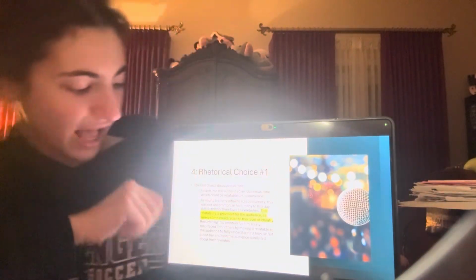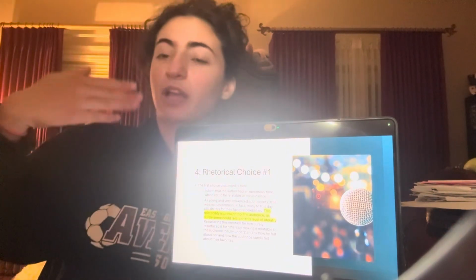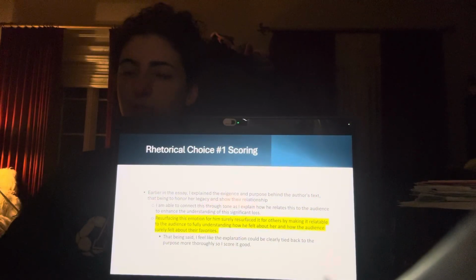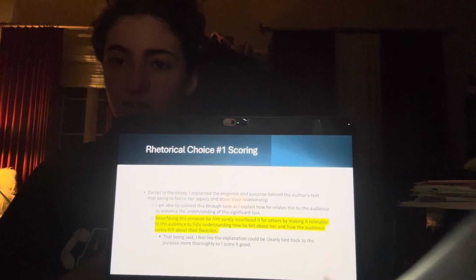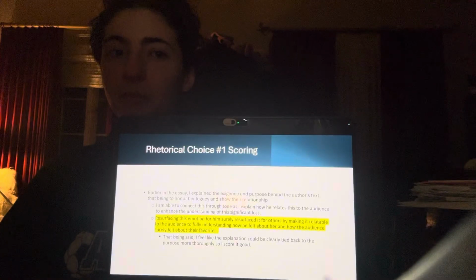This is the support. The highlighted part reads, "This relatability is prevalent for the audience, as surely someone could relate to this level of idolatry." So like kind of making it relatable, you know. So in the first paragraph with the quote that was kind of weird, I talked about the purpose and exigence, and what I was trying to tie everything back to, which is the purpose, to honor her life, to show his relationship with her and how close they were and how much she meant to him.